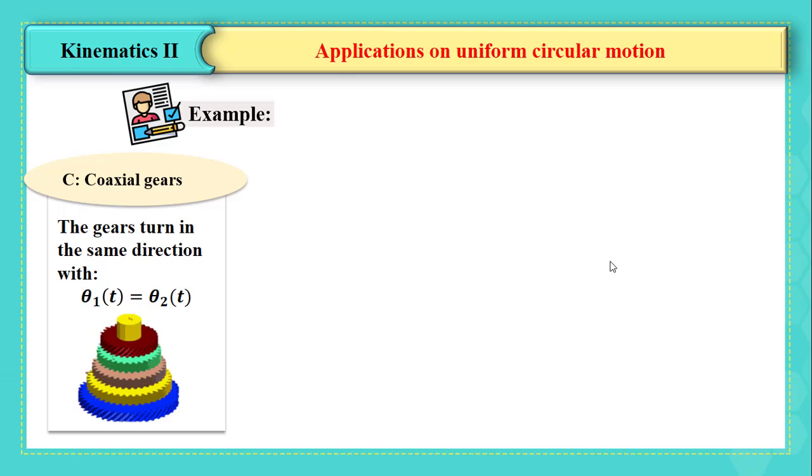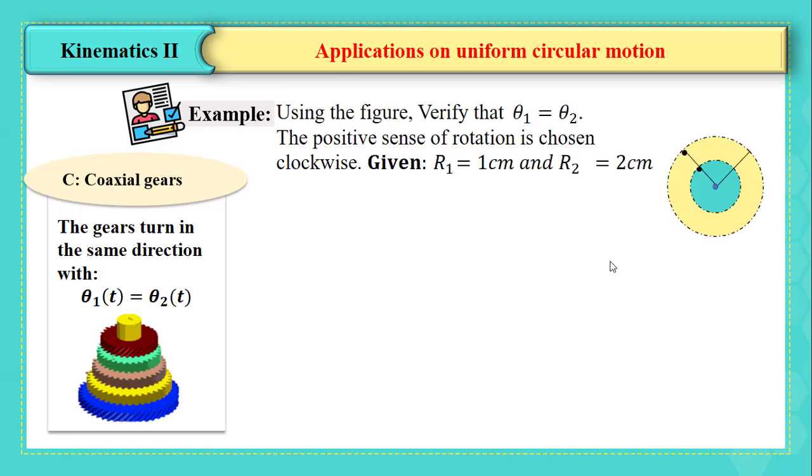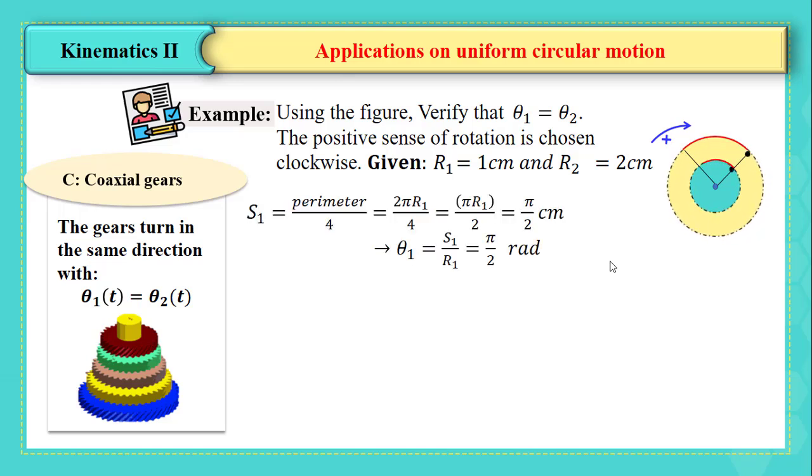Usually in a coaxial gear, the gears are connected by an axis of transmission. Using this figure, verify that θ1 is equal to θ2. The positive sense of rotation is chosen clockwise. We know that S1 is equal to the perimeter divided by 4. The perimeter of the circle is equal to 2πR1.